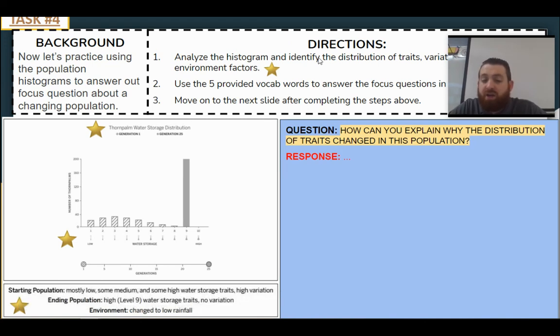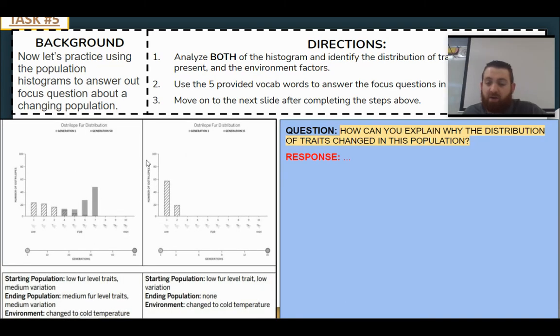So folks, if you have any general questions, please reach out to me. Otherwise, good luck with task number 4 and task number 5 with all of our different histograms, and I'll see you on our check-in.